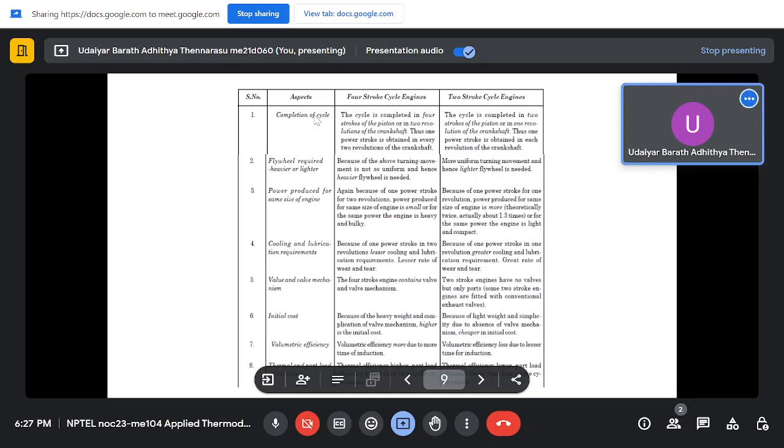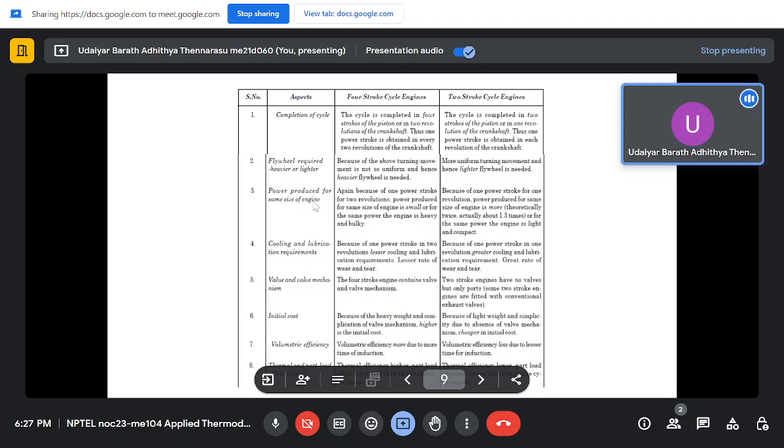If you see the flywheel, as I told you previously, the purpose of a flywheel is to store energy and provide smooth operation. In this case, because the turning movement is not so uniform, a heavier flywheel is needed, because in 2 revolutions you are generating only 1 power stroke. But in a 2-stroke, there is more uniform turning movement, and hence a lighter flywheel is needed, because every revolution there is a power stroke.